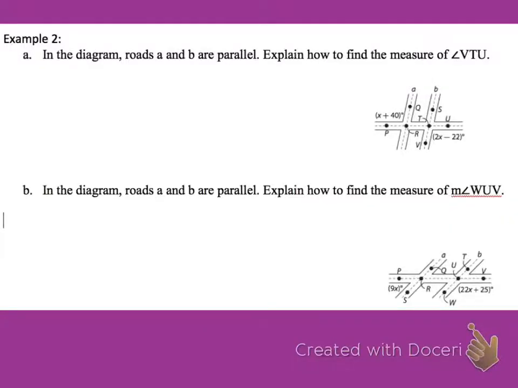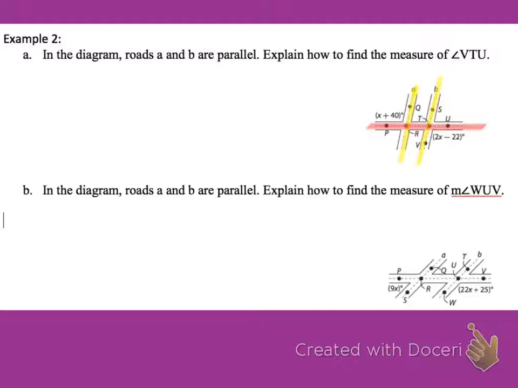So for our final example, we're going to take a look at a diagram that is supposed to be sort of a diagram of some roads. And we're told that roads A and B are parallel. So these are parallel lines that are cut by a transversal. So another line, another road that crosses both, like a cross street, would be the transversal. And so we have all these same angle pairs that are formed.